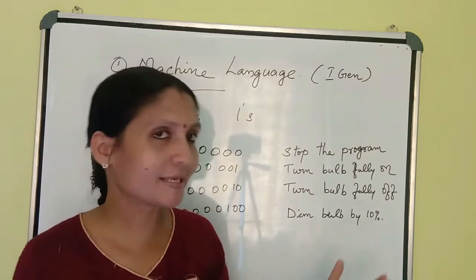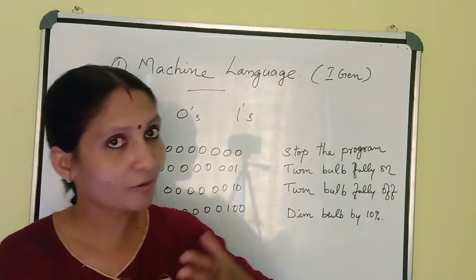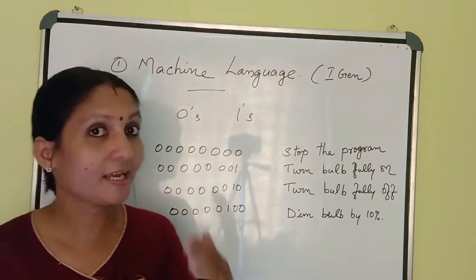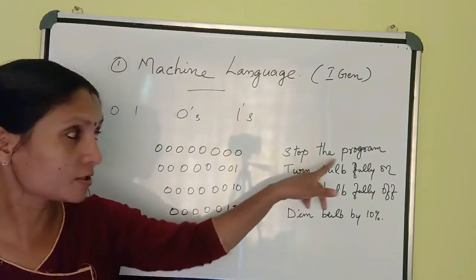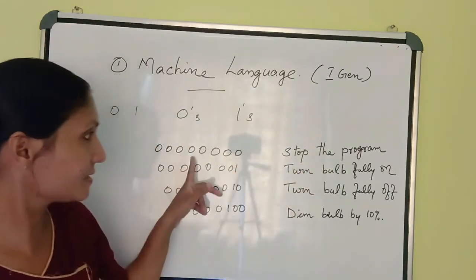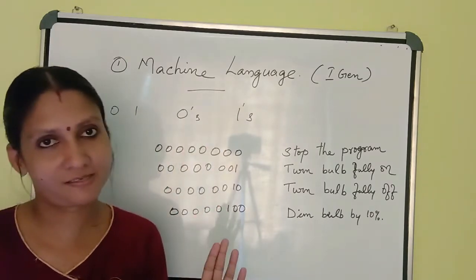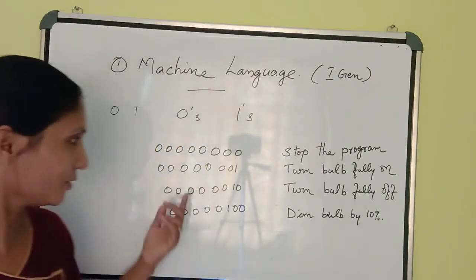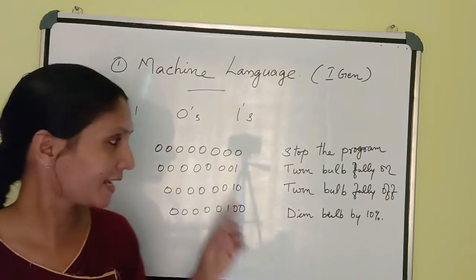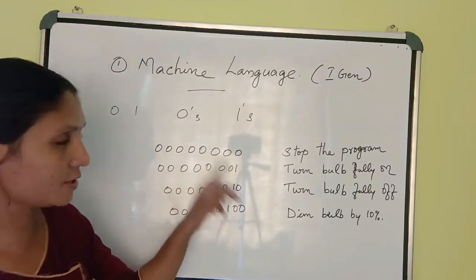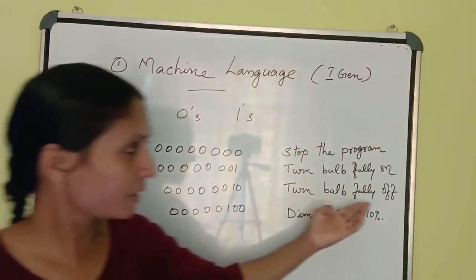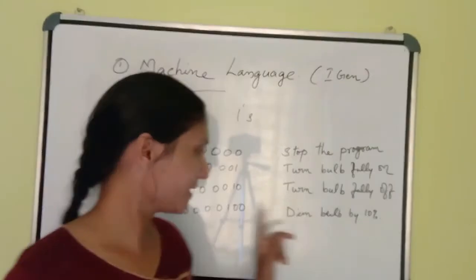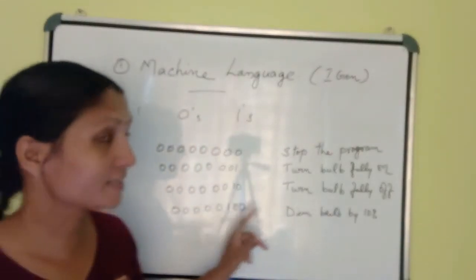How can you express the program? Some examples are here. If you want to stop the program, how can you express it? See, 8 zeros are here. With the help of these digits we can express the meaning: stop the program. If you want to stop the program, we just write 0, 0, 0, 0, 0, 0, 0, 0. 8 zeros. And if you want to turn the bulb fully on, what's the equivalent machine language? 0, 0, 0, 0, 0, 0, 0, 1. Then if you want to turn the bulb fully off, you can write like this. If you want to dim the bulb by 10%, then write 0, 0, 0, 0, 0, 1, 0, 0.